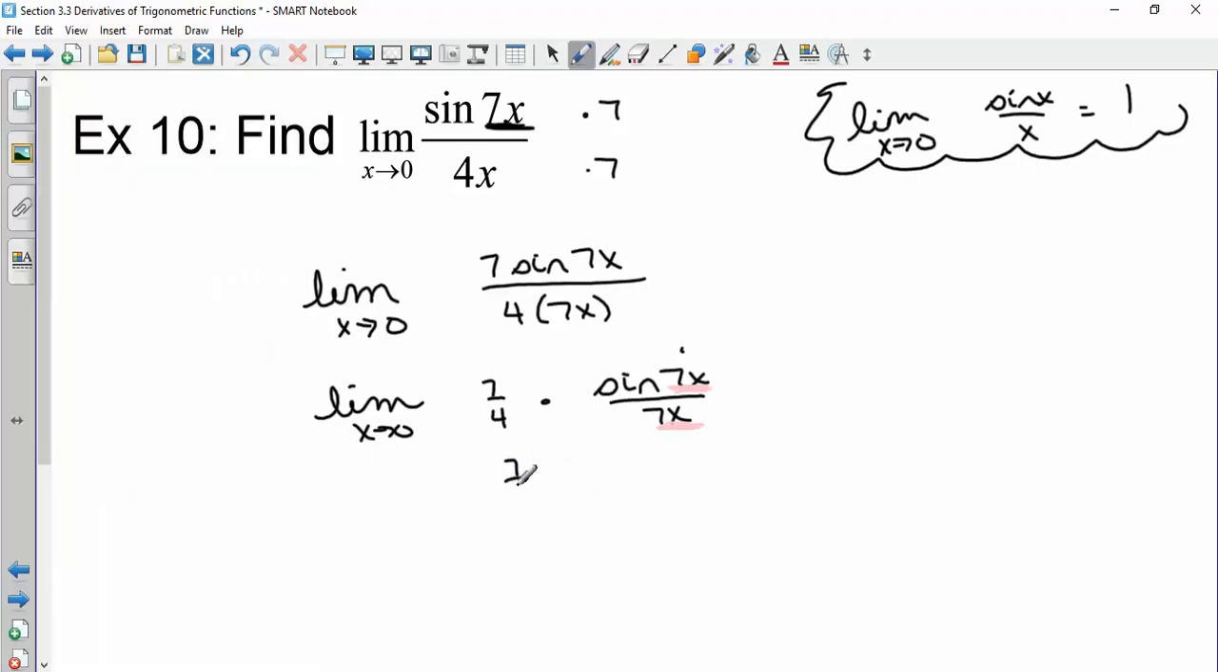So the 7/4 is just a coefficient. It stays. What's the limit as x approaches 0 of sine 7x over 7x? 1. And so this limit equals 7/4. So if we can get it to be sine of something over that same something, then we can evaluate it. Is that one okay?